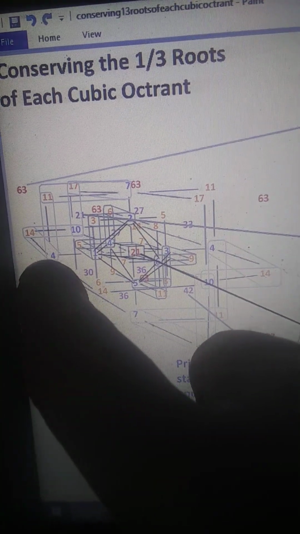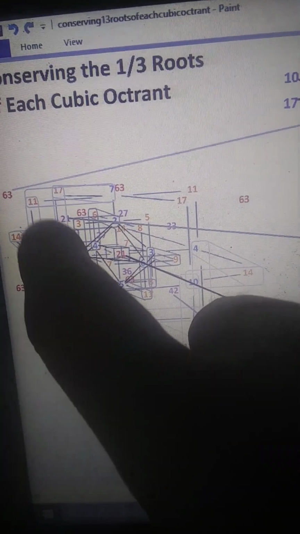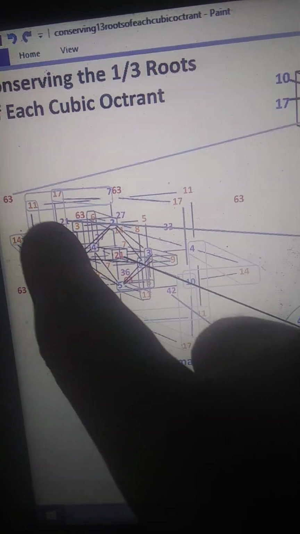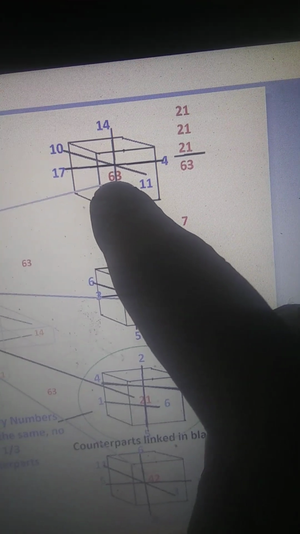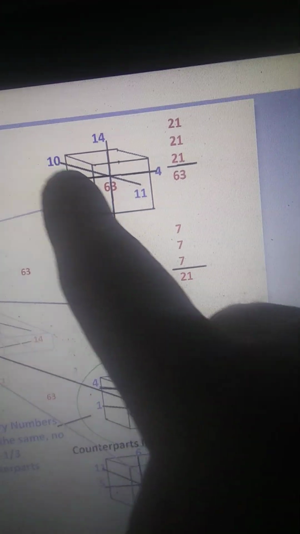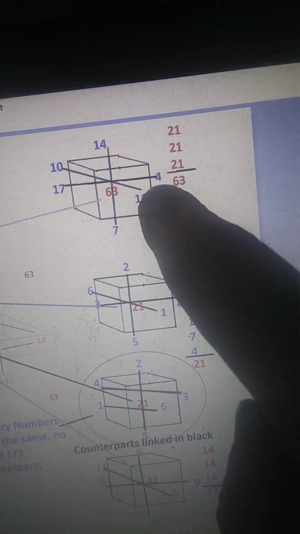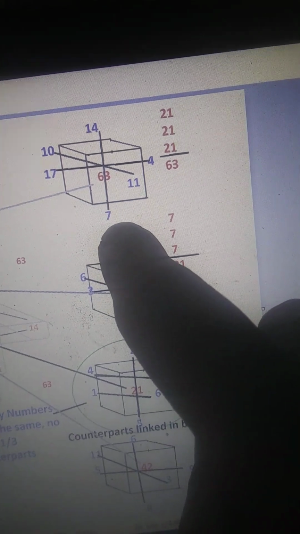I discovered last night at a friend's house that when you put these numbers across from each other, they conserve the cubic root of that number. The outer ghost number is 63. These are conserved. 17 and 4 is 21. 10 and 11 is 21. 14 and 7 is 21.